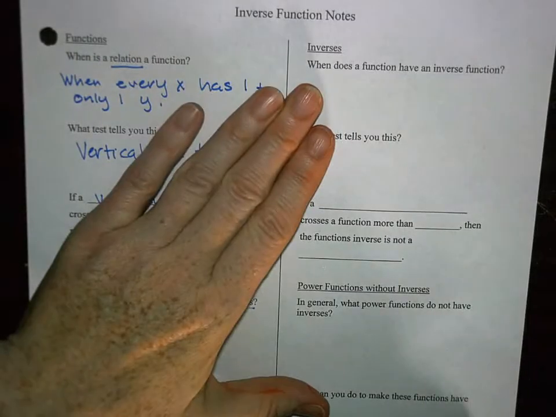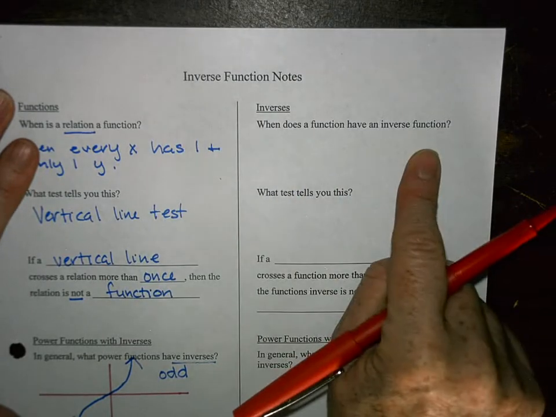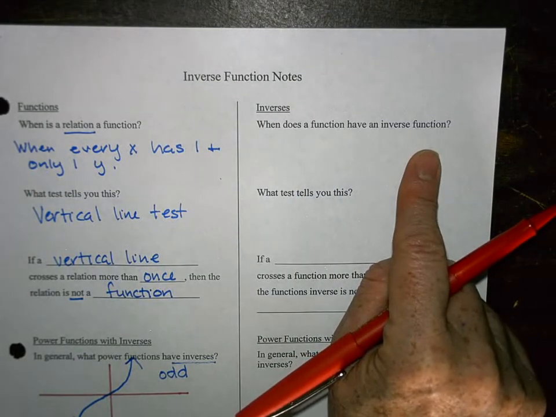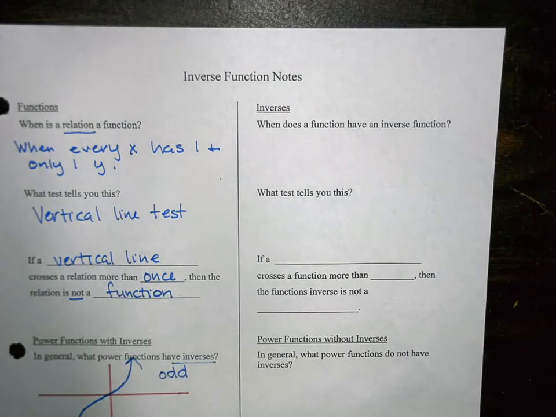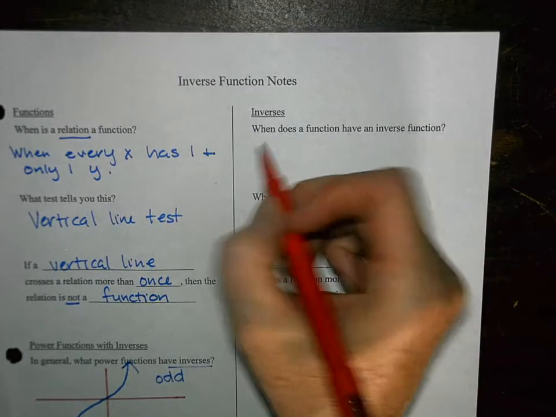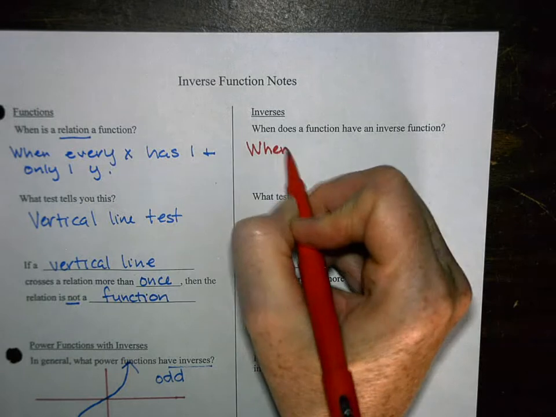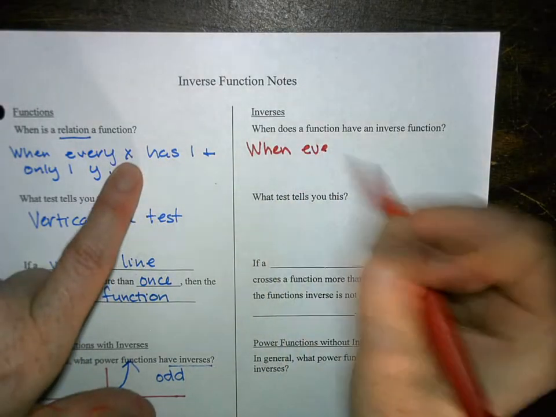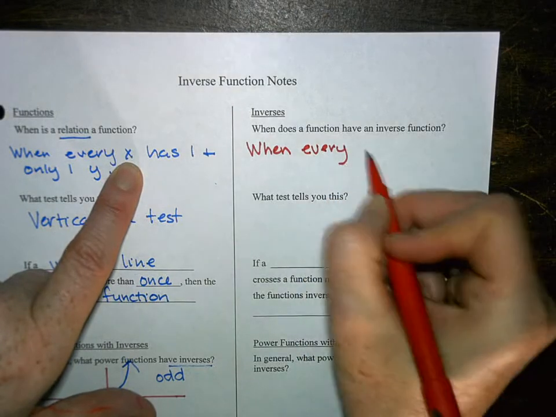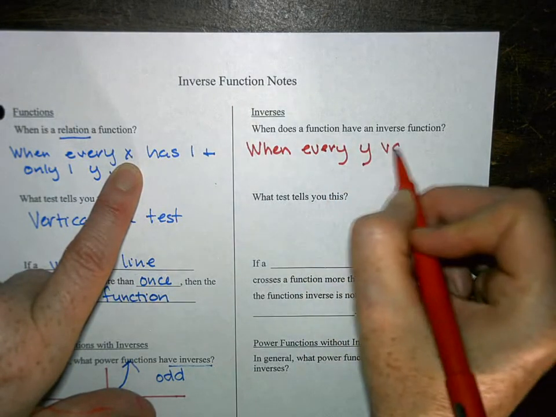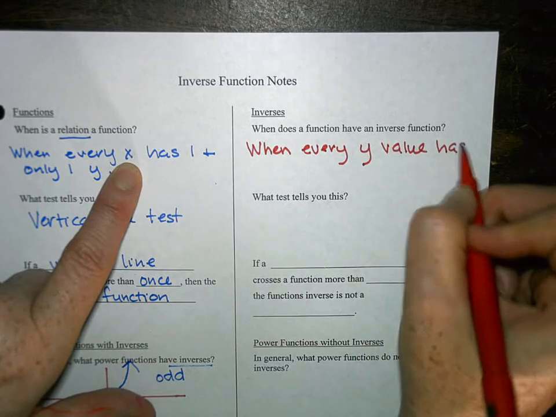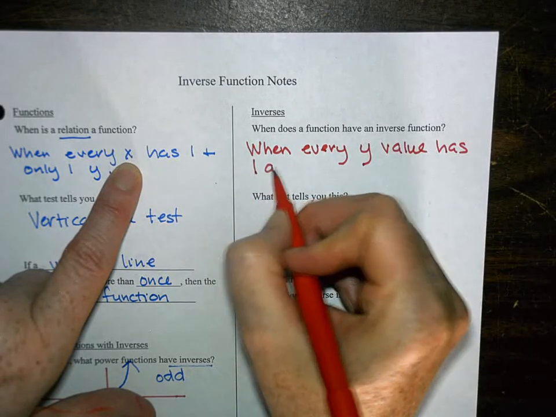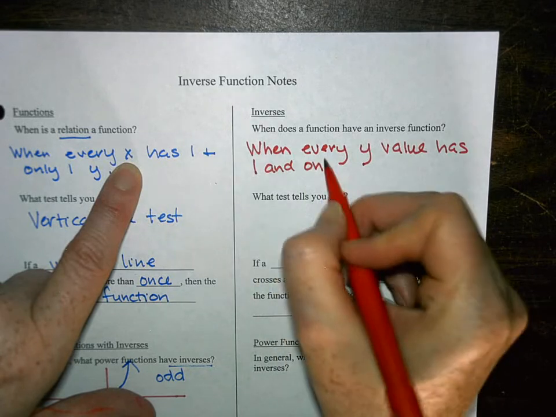All right, let's talk about functions and their inverses. When does a function have an inverse? This is different, okay? And you might be predicting this: when every y value, notice I'm putting my finger over here, when every y value has one and only one x value.